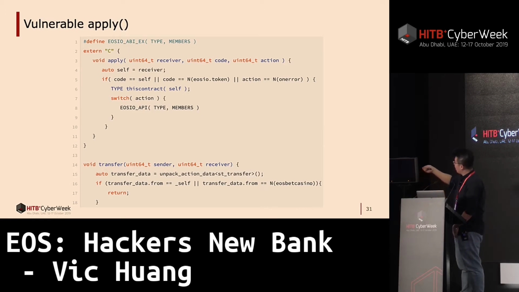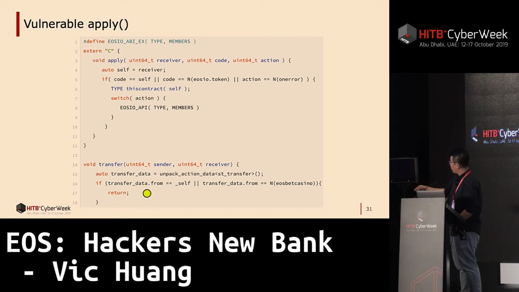When we receive actions, the apply will deal with them first, and if it's something about transfer, it will pass the code into the transfer, and the transfer function will deal with it. So what is the vulnerable code on this page?